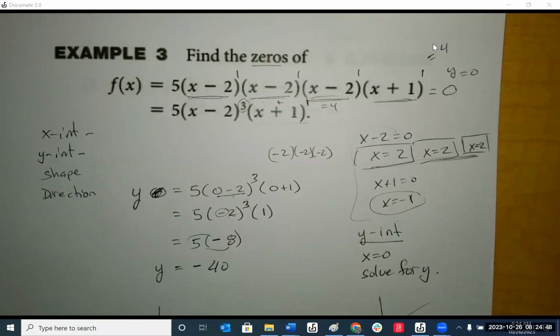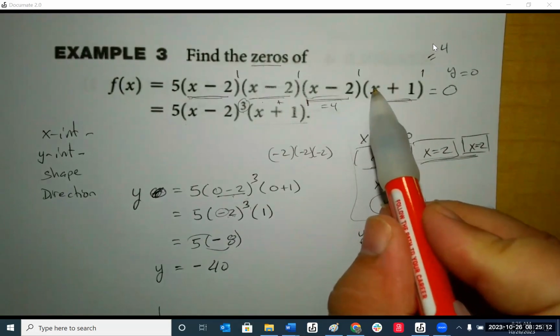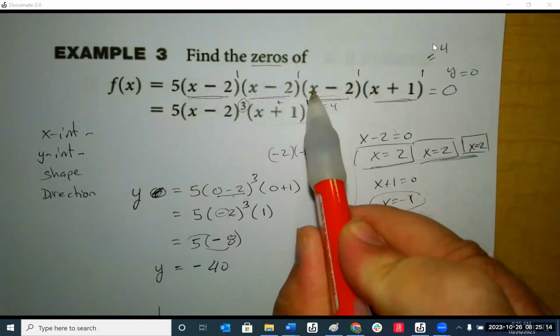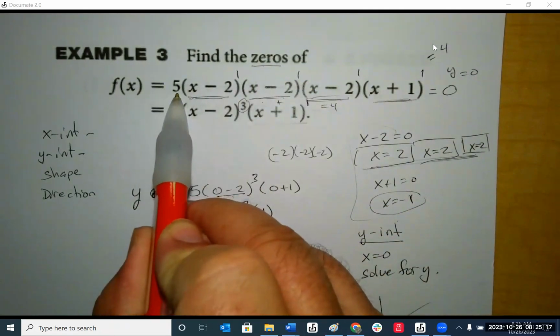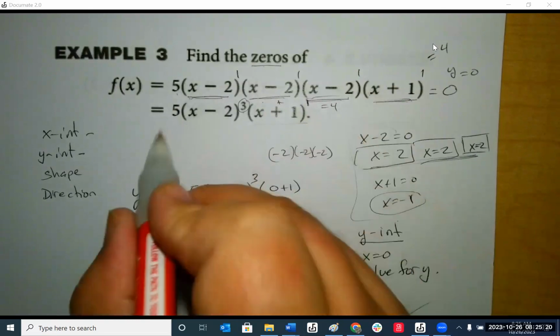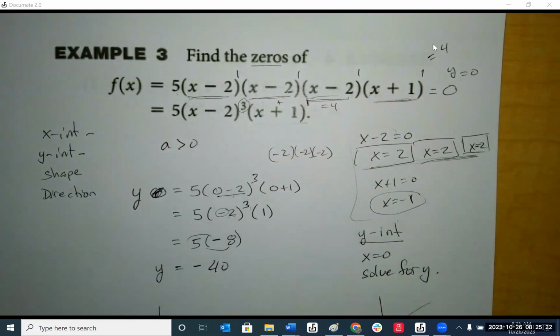What does that tell us about our graph? Degree is 4. They both go the same direction, up or down. Is it positive or negative? It's positive because in this case, whenever it's factored form, look at all the coefficients of x and whatever's in front. They're all positive, so a is positive. It's actually positive 5.